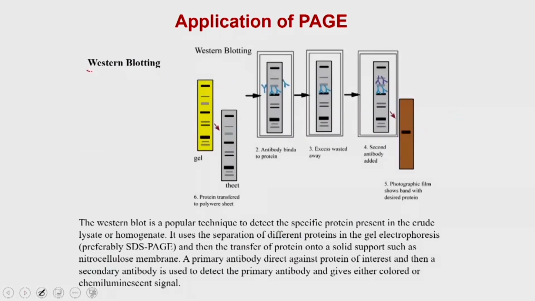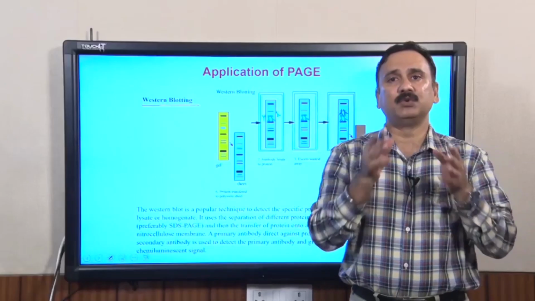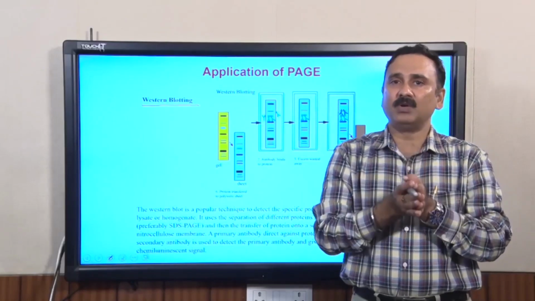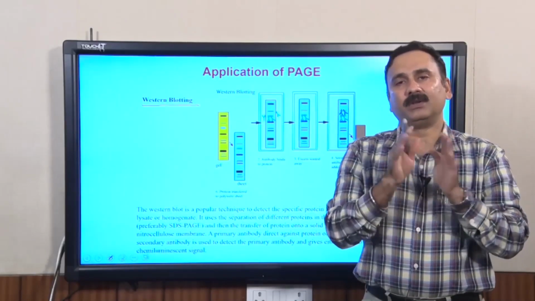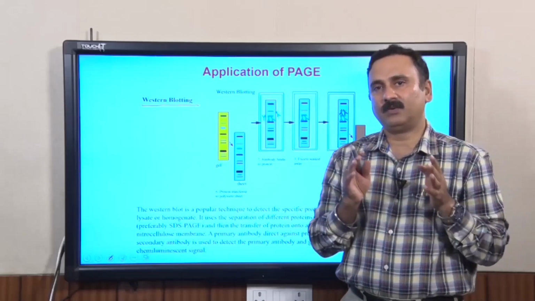Now, we will discuss Western blotting. Western blotting is a very robust and popular technique to detect whether the protein you have produced is good or bad. That can be done by two methods, two ways.